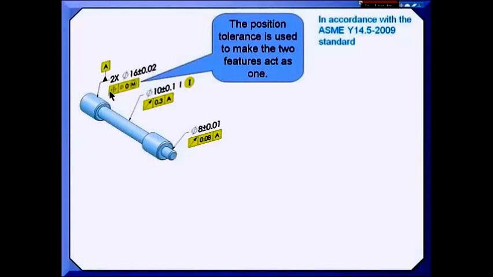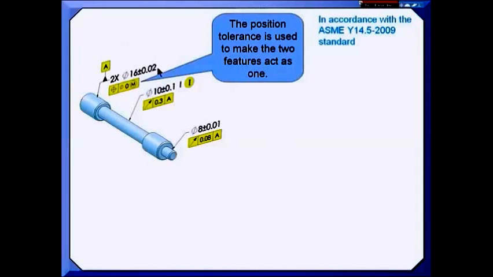One way is to use position. Now, in the past, this has been a problem because the standard in the 1994 revision said that with position you had to have a datum reference. Even though when we looked in the composite section of the standard, we saw support for having position tolerance without a datum reference in a second segment of a composite.